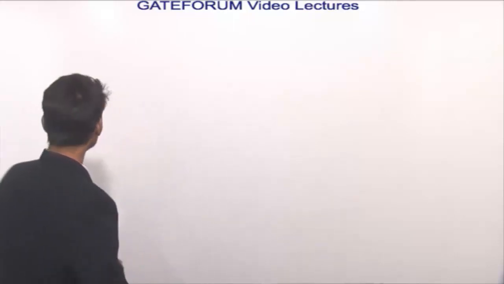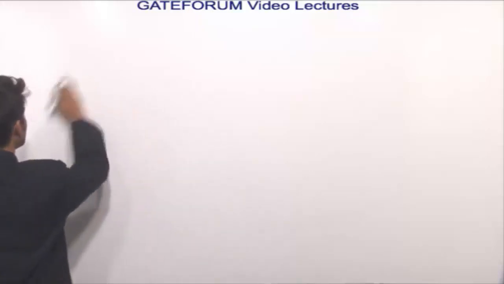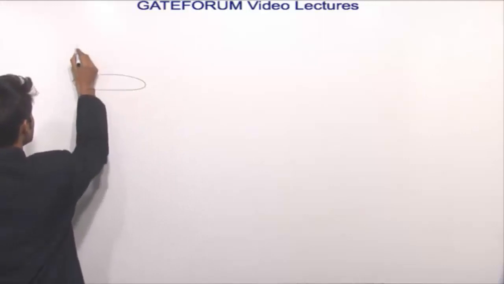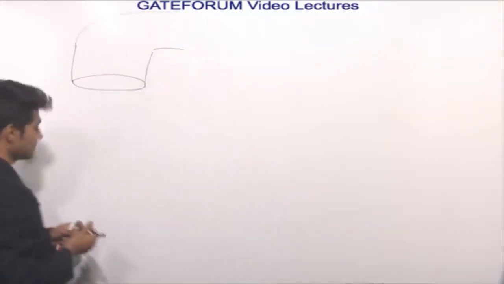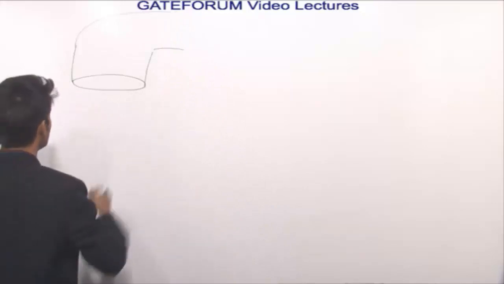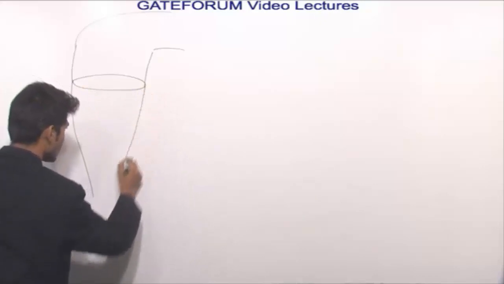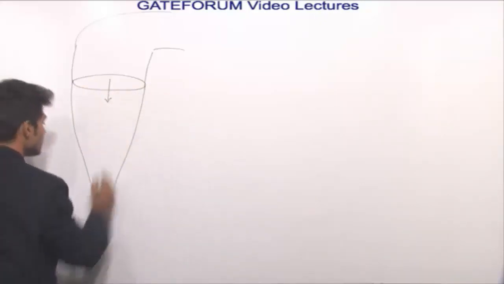This is a repeated question. The same question has been asked in engineering services and GATE. We'll see how to solve this question. Assume it is the tap opening, the opening of the tap, and from here this water stream is flowing. From this tap there is a water stream.